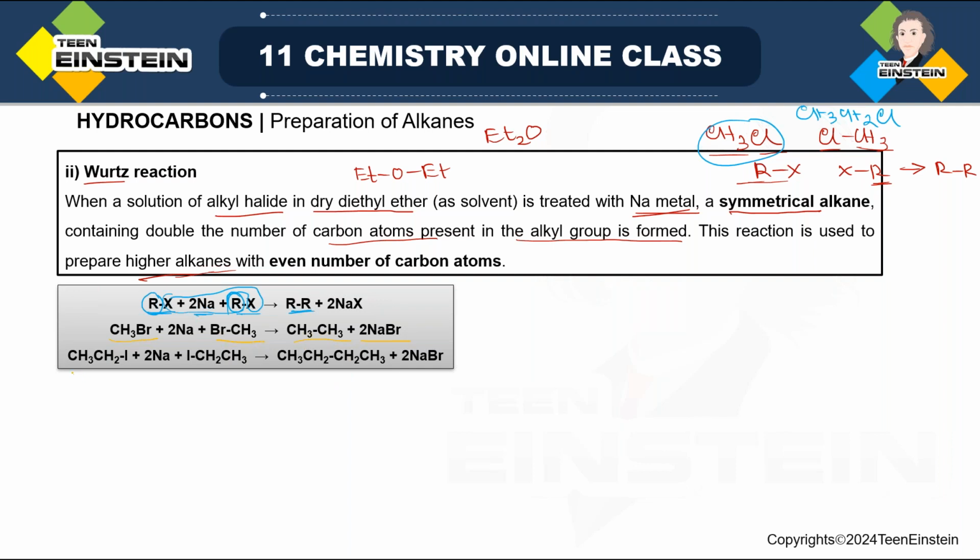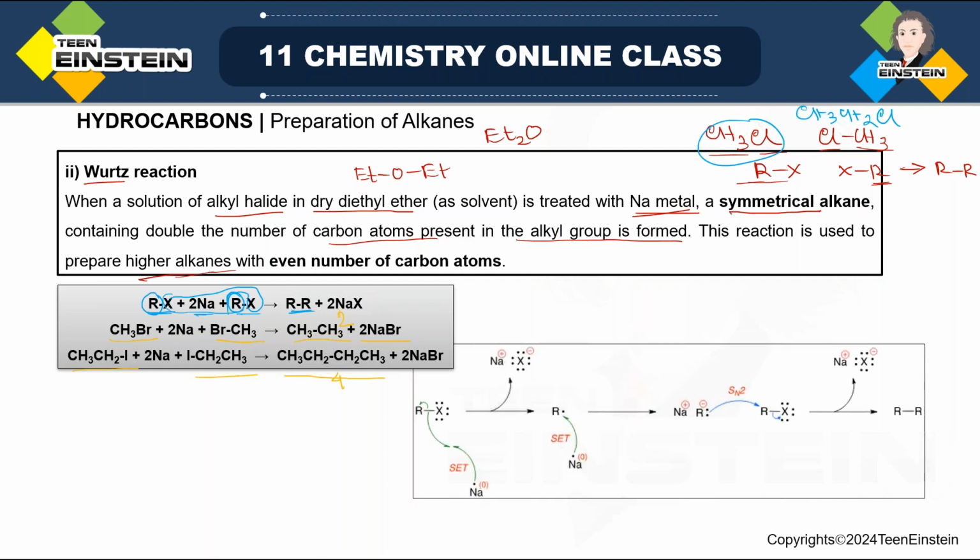Similarly, the next example, we have taken ethyl iodide, two molecules. So you are getting a symmetrical and even number. Total number of carbon is 4 here. Total number of carbon is 2 here. So it is always an even number. Though here it seems very simple that R-R is connected and 2NaX is removed.